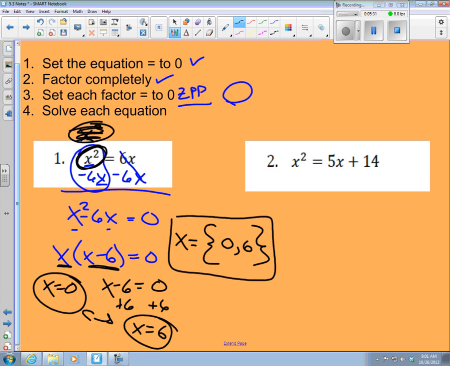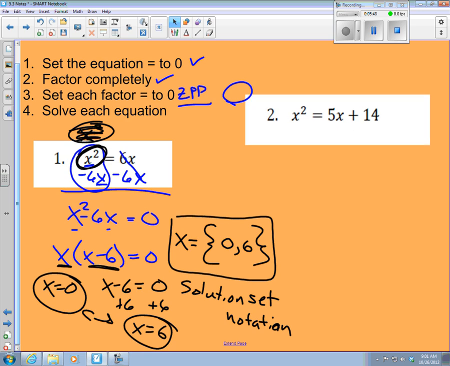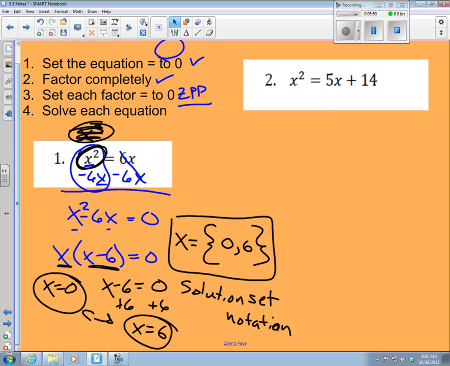This is called solution set notation. You don't have to write it like that, but you can. You'll see it in books and on tests a lot like that. So there's our first one. Let's do this one right here. I'll get rid of this.